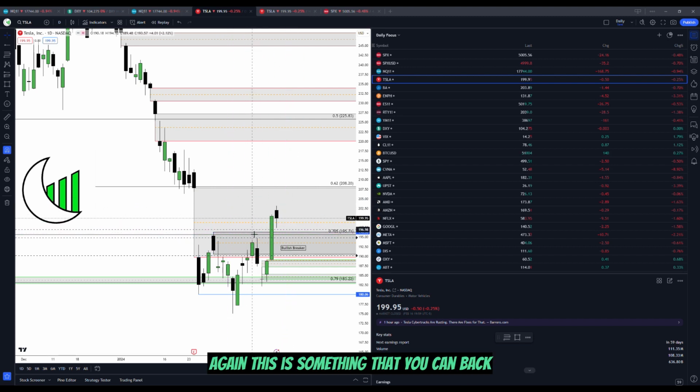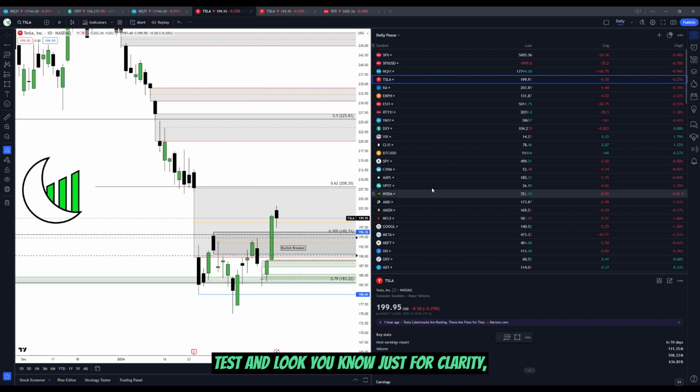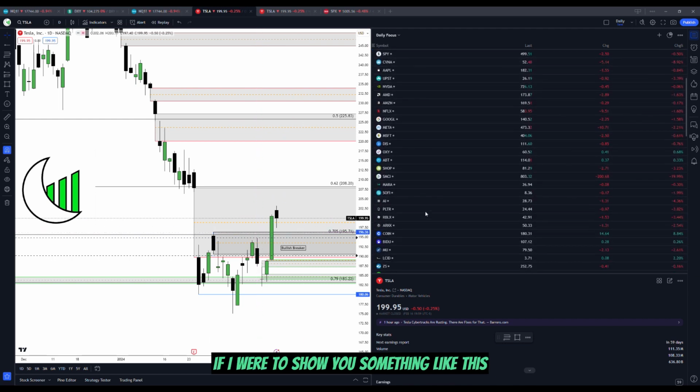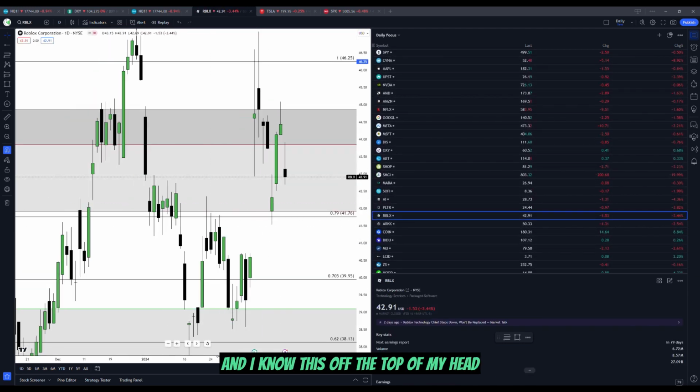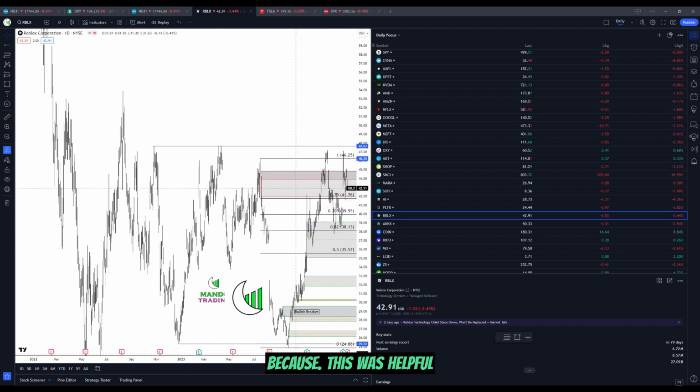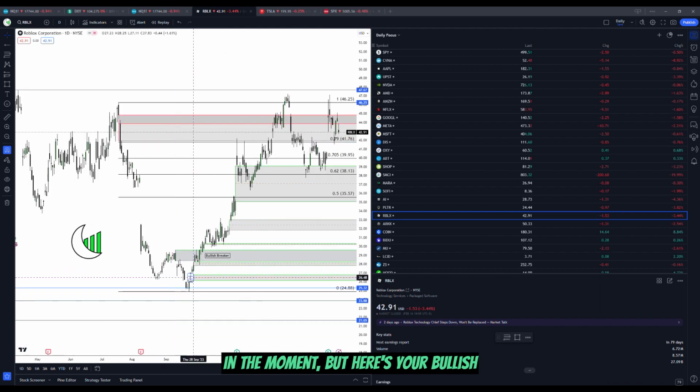And again, this is something that you can backtest and look. Just for clarity, if I were to show you something like this, and I know this off the top of my head because this was helpful in the moment, but here's your bullish breaker on Roblox: low, high, lower low, break above that breaker. You'll see we broke it here, retrace back to the bottom of it, bounce back multiple times off the breaker, and it took off, right?